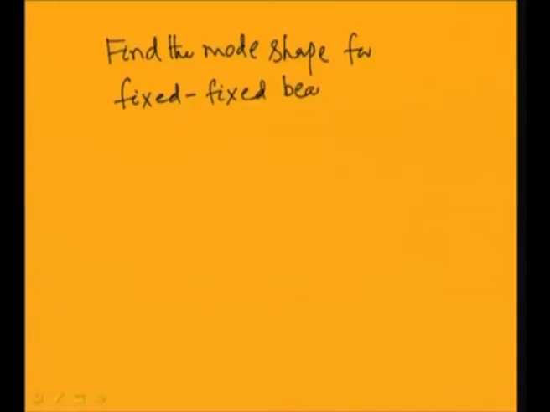So let us take the second example and find the mode shape for the fixed beam, or sometimes it is known as clamped beam also. So in case of fixed beam, the beam is fixed at both the ends. If I take this as the beam, then this beam should be fixed at both these ends.